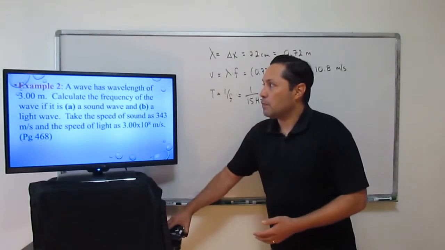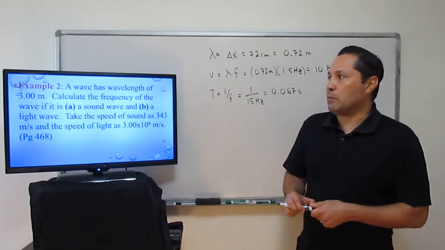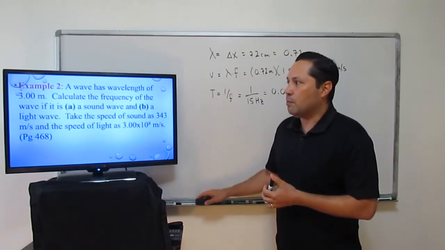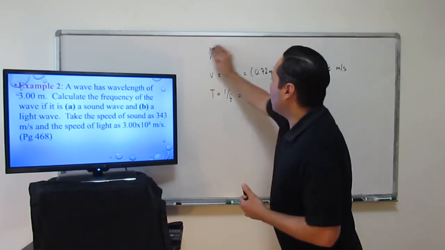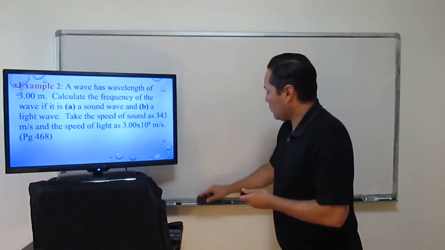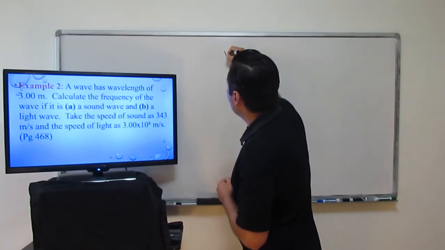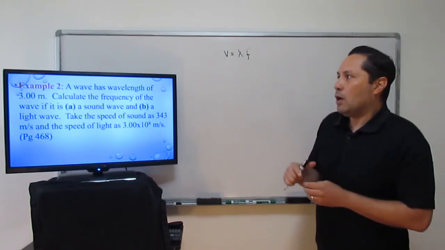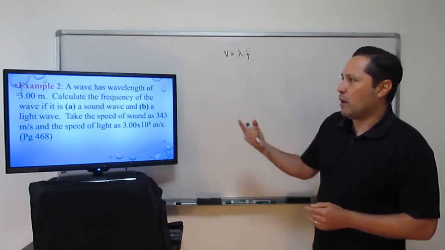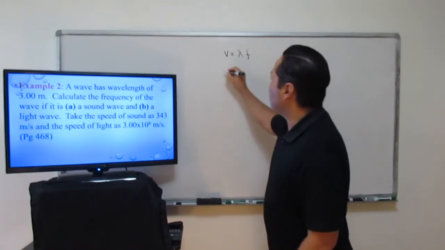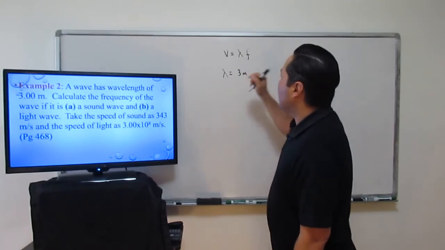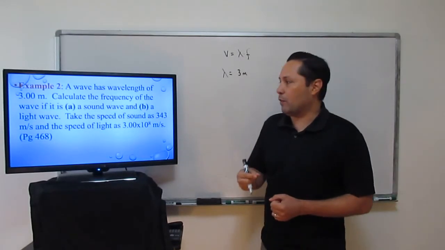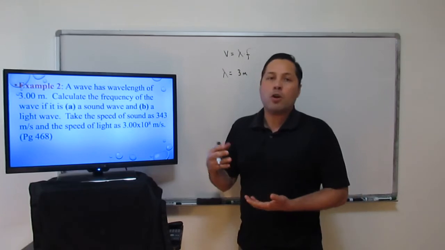In this one, they ask us, a wave has a wavelength of 3 meters. Calculate the frequency of the wave if it is A, a sound wave, and B, what if it's a light wave? Alright, so we're going to use this formula. The velocity is equal to lambda times frequency. Now the wave has a wavelength of 3 meters, so that is given to us already. So wavelength is 3 meters. Now, first of all, we're going to treat it as a sound wave. Now, for a sound wave, the velocity of sound is 343 meters per second.